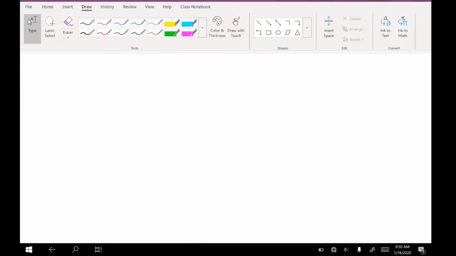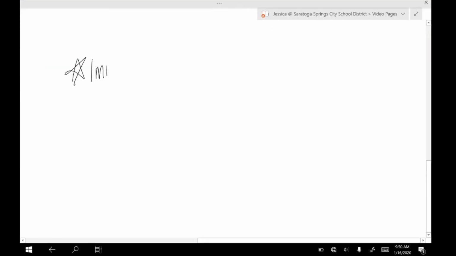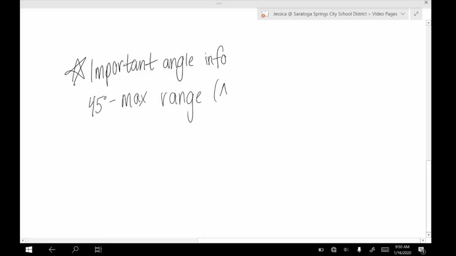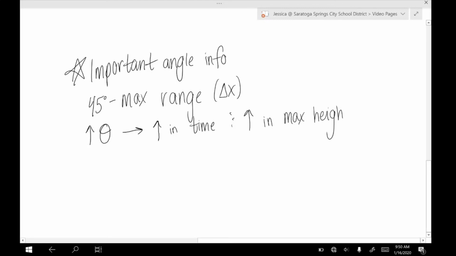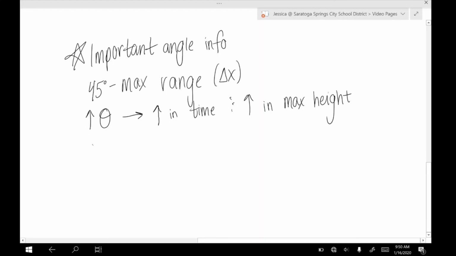The last thing I want to talk about is some important angle information. Okay. So 45 degrees is going to give us our maximum range, which is that maximum change in x. Okay. Increasing theta is going to lead to an increase in time and an increase in our maximum height. Okay. So we end up with a maximum height and maximum time at 90 degrees.